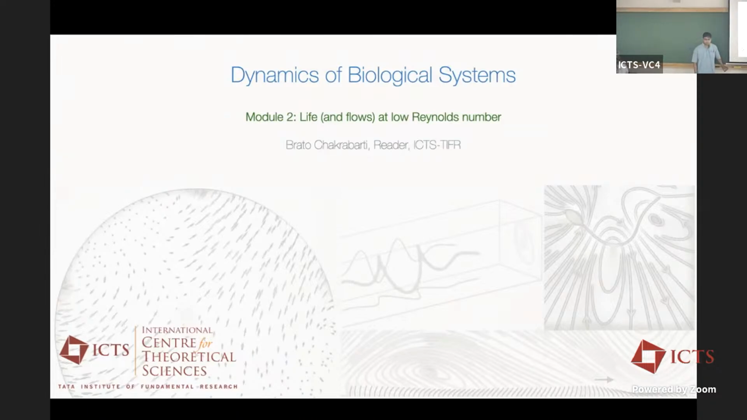So my name is Brato and I'm going to be talking about this module 2, which I've called Life and Flows at Low Reynolds Numbers. So I will just briefly outline what this module is going to be. It's going to be about understanding primarily swimming of microorganisms and their collective behavior in fluidic environments.